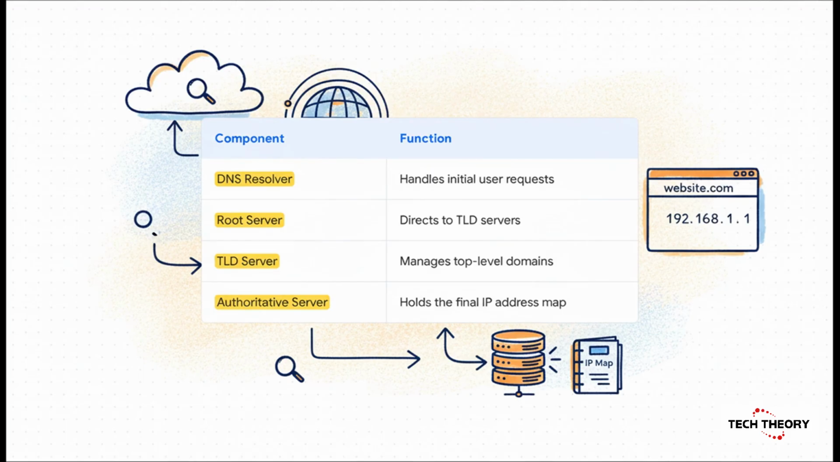The resolver, that's like your local librarian who starts the search for you. The root server is the master catalog for the entire library. It knows where all the different sections are. The TLD server, that's the person in charge of one specific section, like all the .org books. And finally, the authoritative server, that's the book itself. It holds the exact information you were looking for all along. It's a beautifully efficient system.